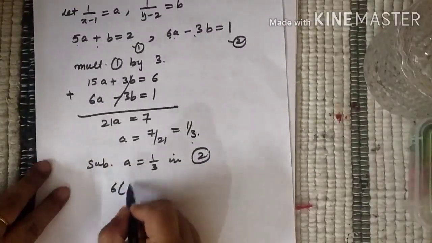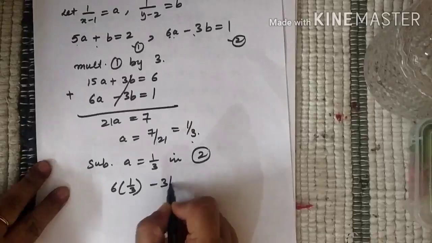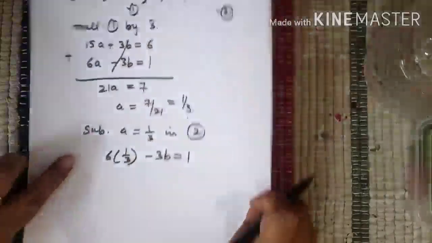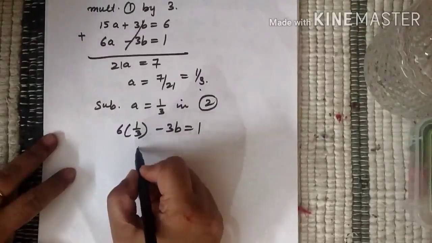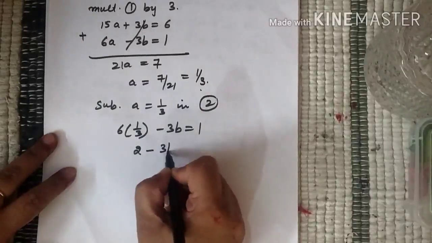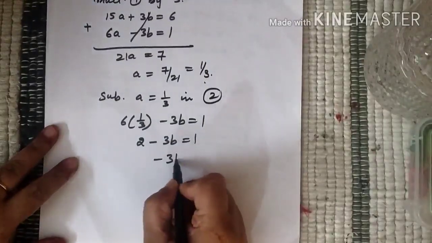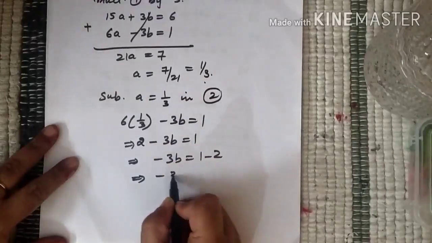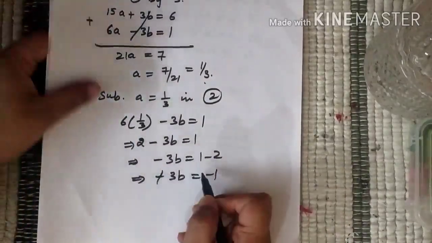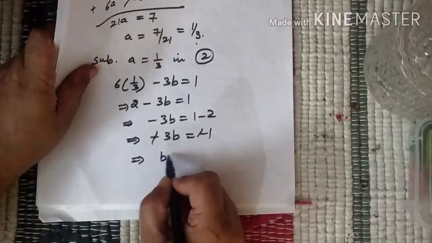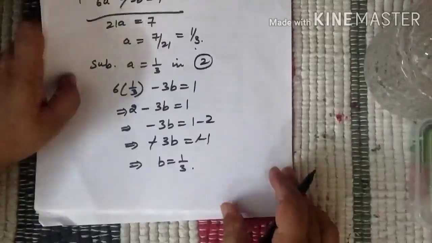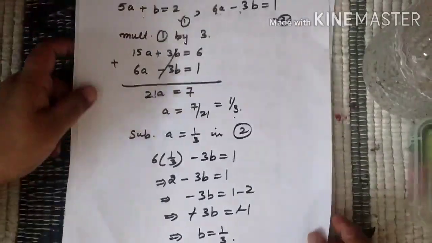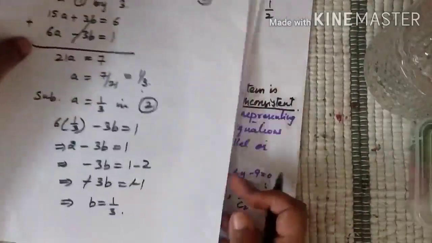So 6 into 1 by 3 minus 3b is equal to 1. So we have 2 minus 3b equal to 1. Minus 3b is equal to 1 minus 2, which gives me minus 3b is equal to minus 1. Minus minus goes away. I get b equal to 1 by 3. Now children, we got a as 1 by 3 and b as 1 by 3.